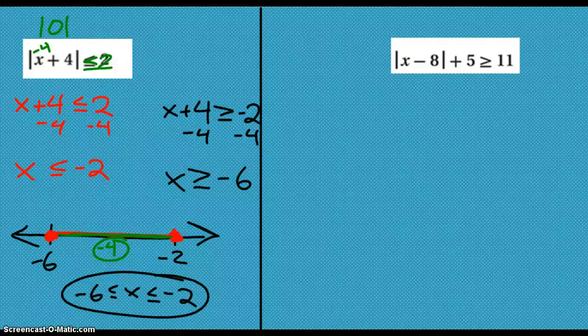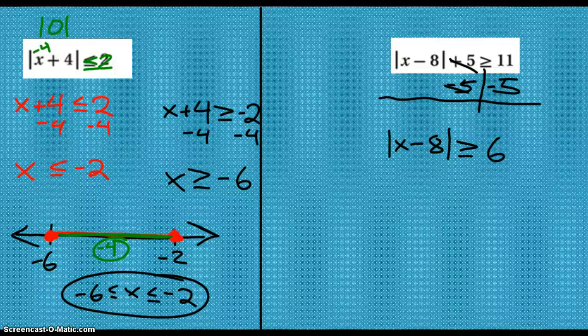Alright, just like we did before, make sure you solve for the absolute value first, before you do your case 1, case 2. So we want to subtract 5 on both sides for the second one, where we're left with x minus 8 is greater than or equal to 6. And then we can set up our two cases. So case 1, we'll use x minus 8 is greater than or equal to 6. And case 2 will be x minus 8 is less than or equal to negative 6.